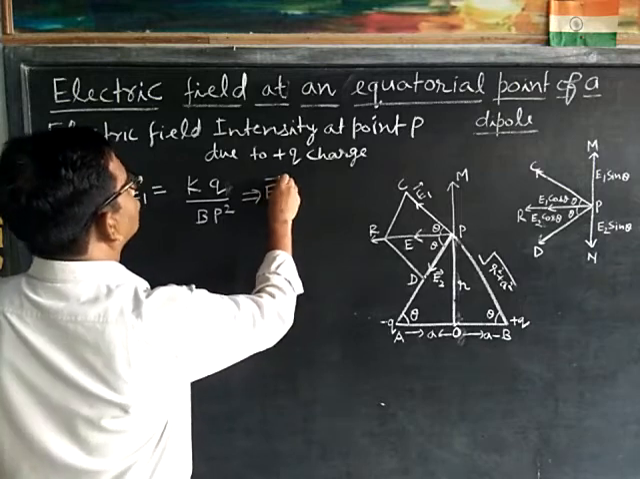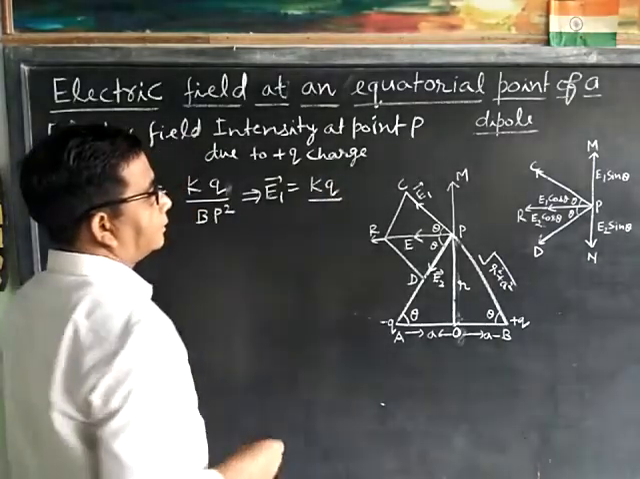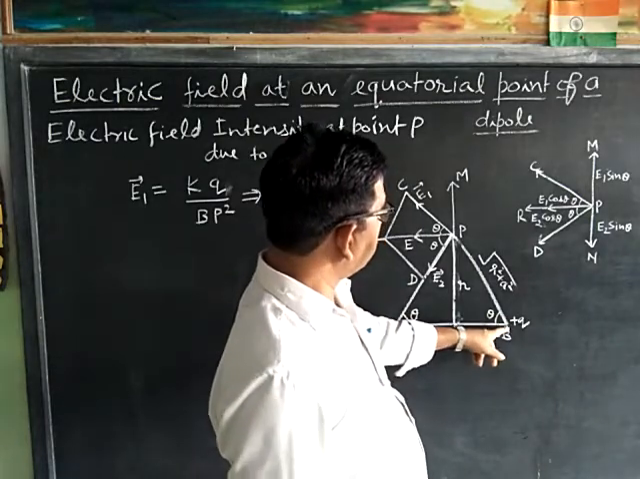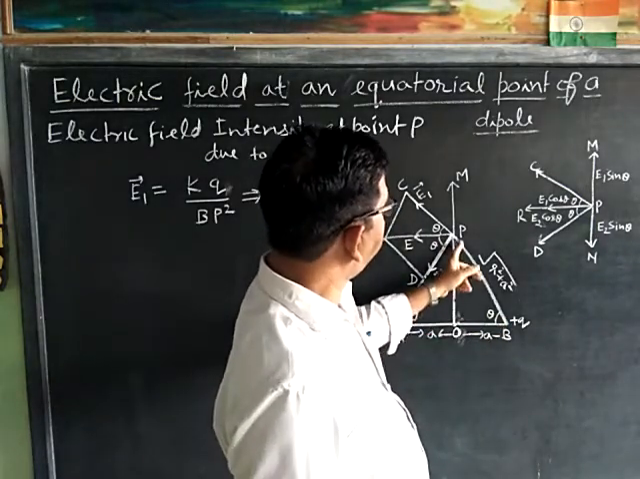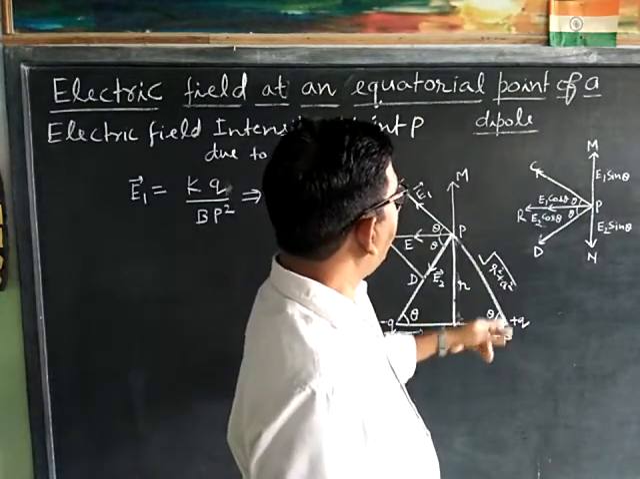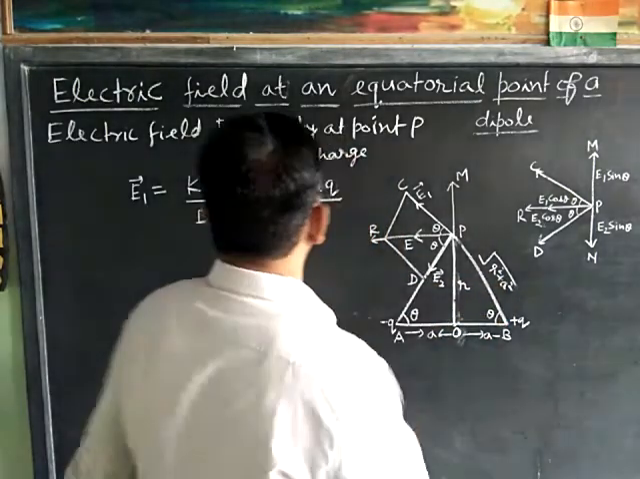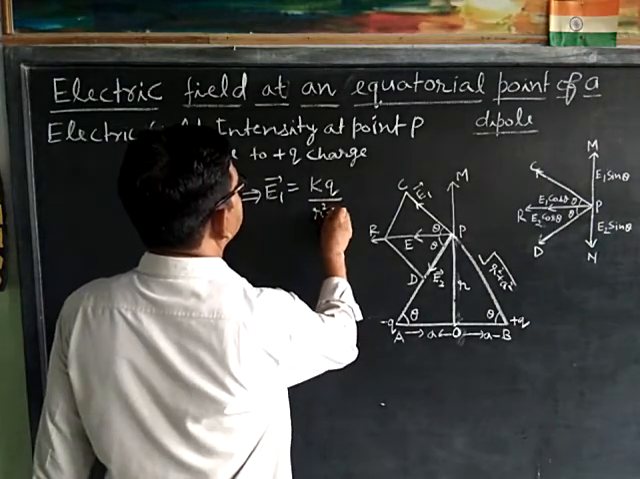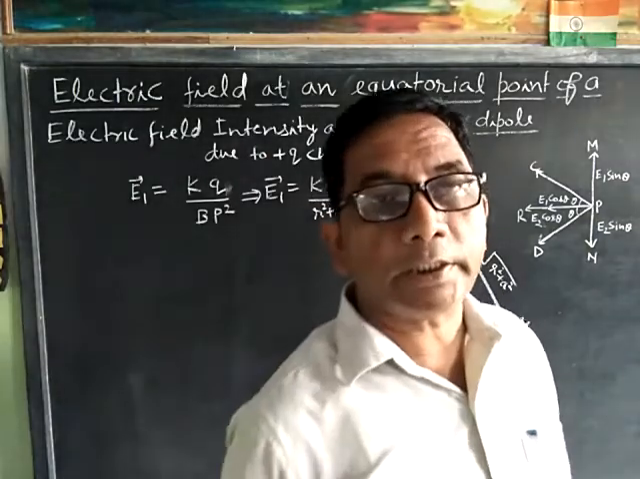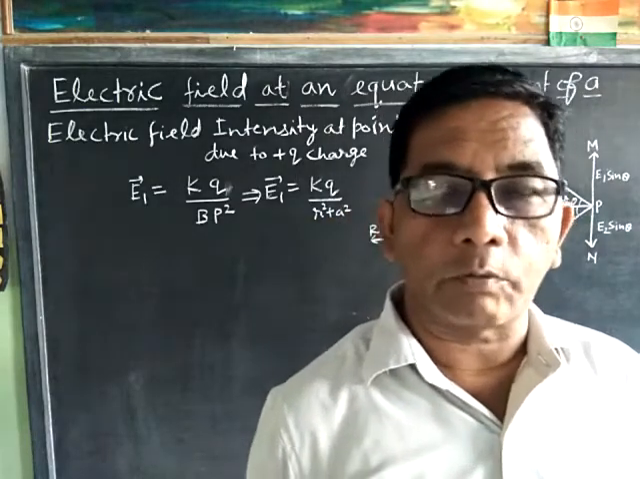E1 is equal to KQ upon under root r square plus a square, whole square. This distance here is a and this distance is r, so it becomes under root r square plus a square, and when we square under root r square plus a square, it becomes r square plus a square. Because what is the formula of electric field intensity? E is equal to 1 upon 4 pi epsilon naught Q upon r square.